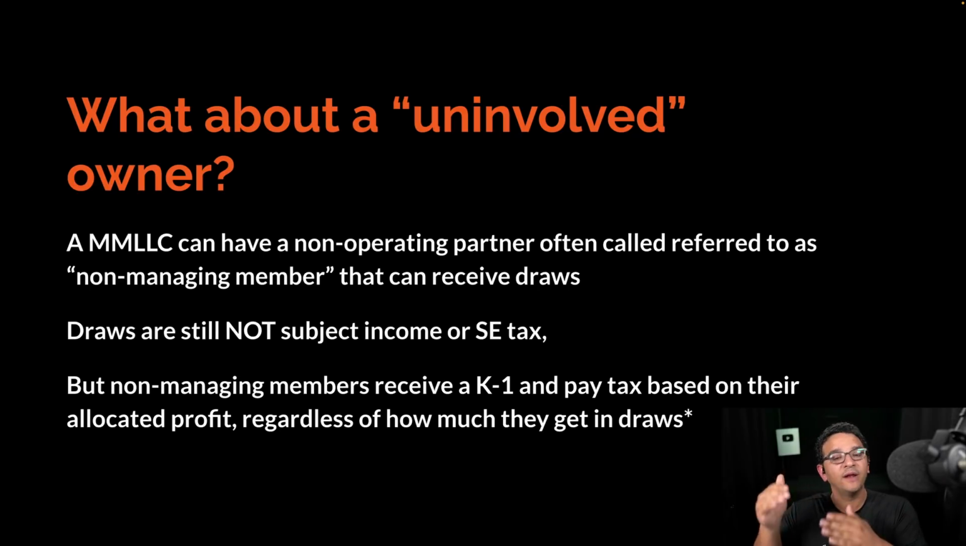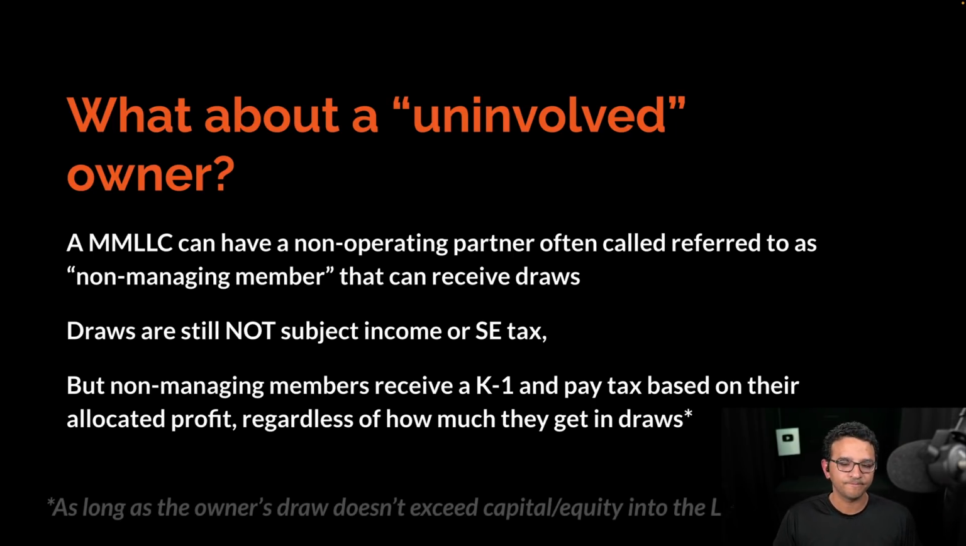So being an uninvolved owner, or a non-managing member, or a non-operating partner of an LLC allows you to get the income from the LLC, but as passive income. That means you don't pay self-employment tax. So that's interesting. An LLC always needs to have at least one managing member, because who's running it, right? So you can have multiple non-operating partners or non-managing members, but you've got to have at least one. And the IRS does look at this pretty tightly because it does circumvent self-employment tax. So you have to make sure you document the circumstances well.